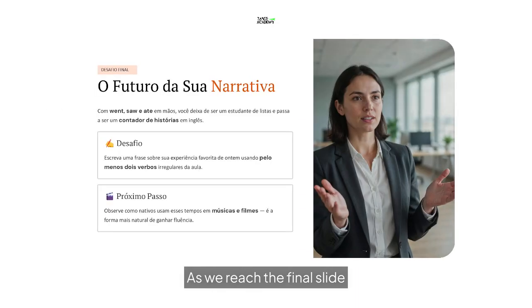As we reach the final slide of our course, let's reflect on the incredible journey we've taken together through the past simple tense. Especially with irregular verbs, you've learned how to express completed actions using examples like went, saw, and ate. These verbs are not just words, they're keys to unlocking your ability to tell stories in English. By practicing these, you move from just memorizing lists to becoming a storyteller, sharing your experiences and connecting with others.